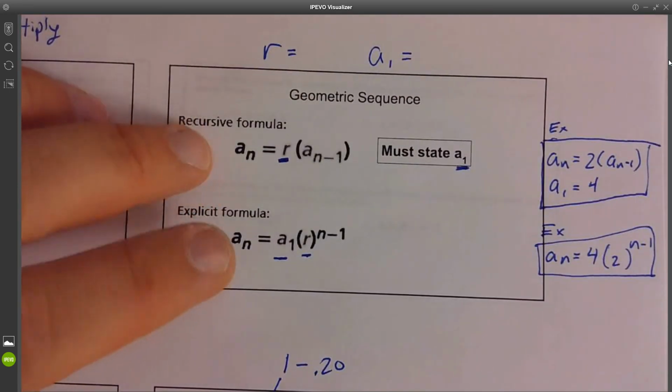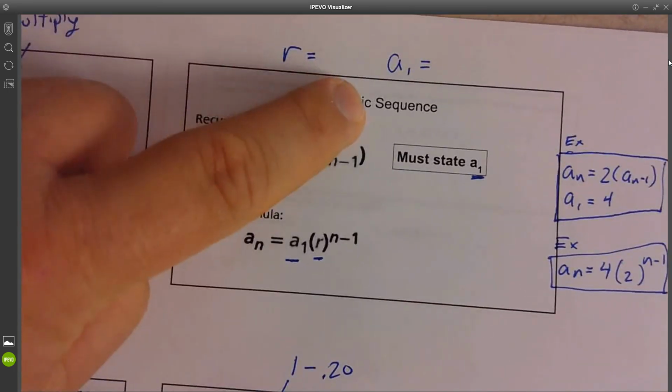So really, yeah, knowing these two formulas, what is our R, what's our rate, and where do we start? Okay, so let's move on to the next page.